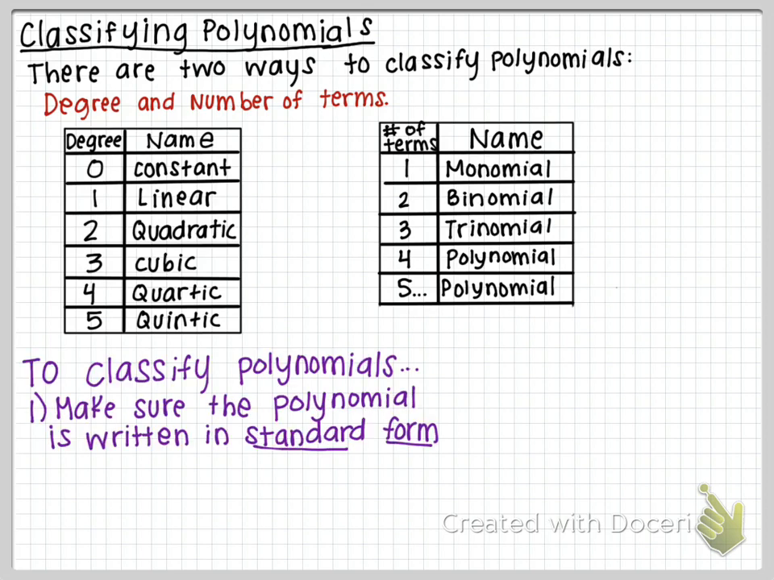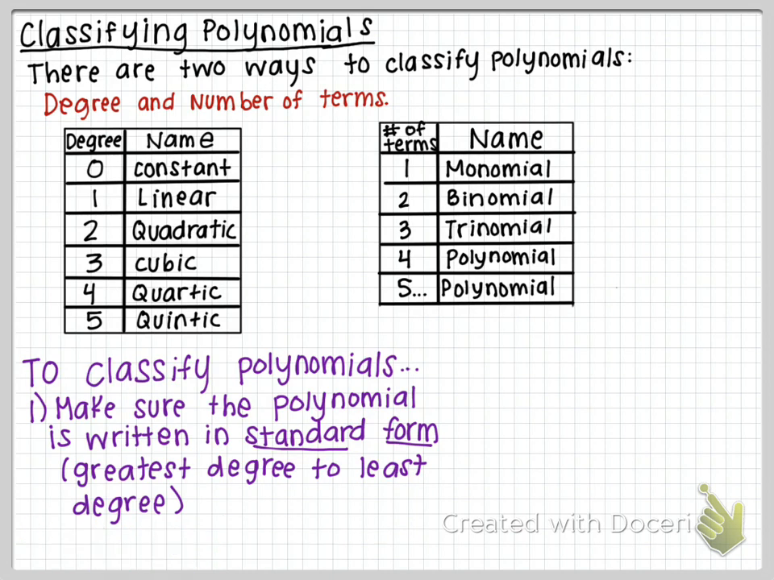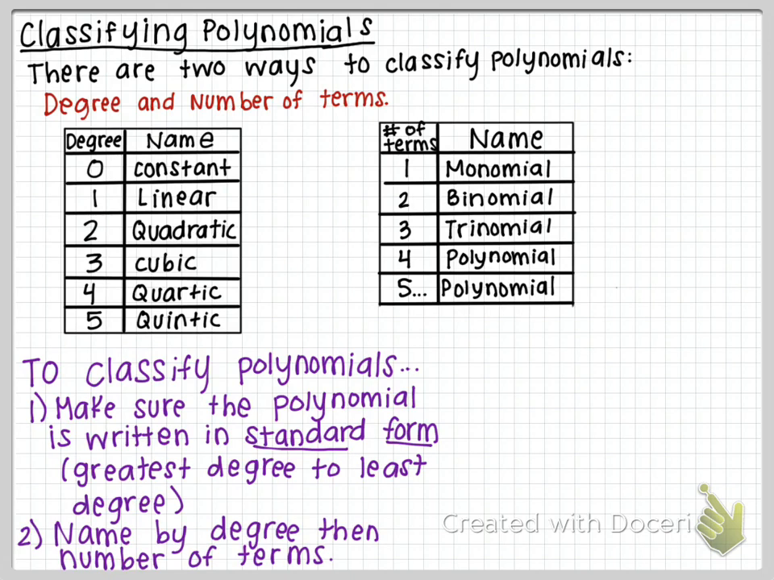So to classify, the first thing we need to do is make sure the polynomial is written in standard form. What is standard form? It's the greatest degree to the least degree. So remember, standard form is ax squared plus bx plus c. That's the standard form of a quadratic equation. The standard form of any polynomial is the greatest to the least, okay? So that's the first thing we need to do. We need to put the exponents in order from greatest to least. We're going to look at the degree and put it from greatest to least.